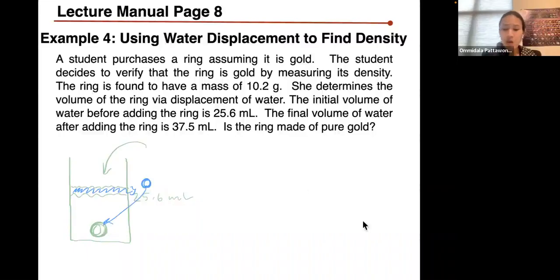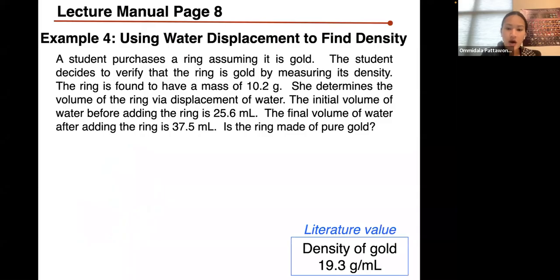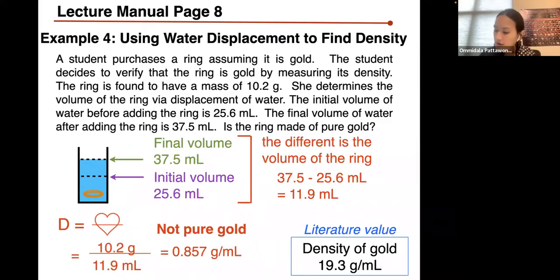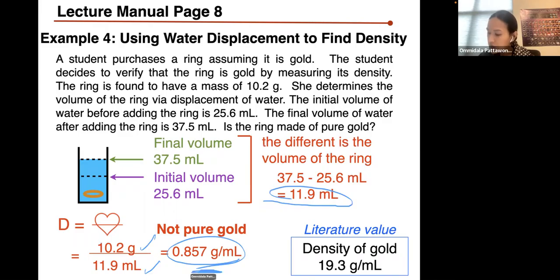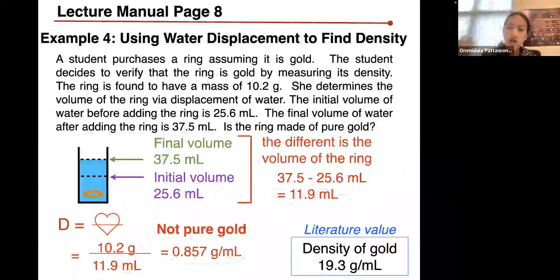So in this case, what you are going to do is find out the difference. After you get the difference, which is the volume here, you use the given mass divided by the volume, and you get the density. And it turns out that when you compare this density of the ring to the literature value, they are not the same. So the conclusion is that this student did not purchase a pure gold ring. It's something else. It might be an alloy, or it might be other metals that they sell you. So it's not a gold ring.